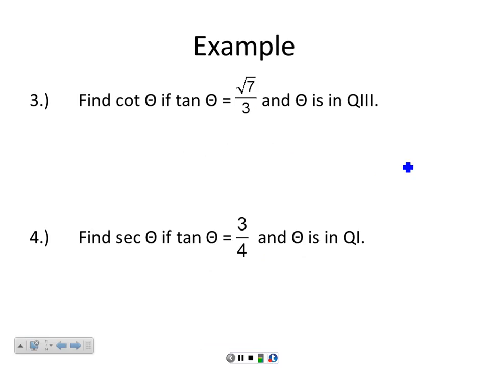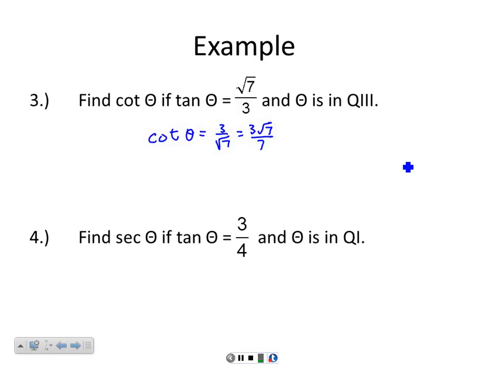Alright, let's try again. Cotangent theta. If we're looking for cotangent theta and we have tangent theta, well, this one's not that bad because cotangent and tangent are reciprocals of each other. So cotangent theta is just going to be 3 over the square root of 7, which is going to be 3 square roots of 7 over 7, rationalized. But we're in quadrant 3, and it is positive in quadrant 3, so we're good. 3 square roots of 7 over 7.